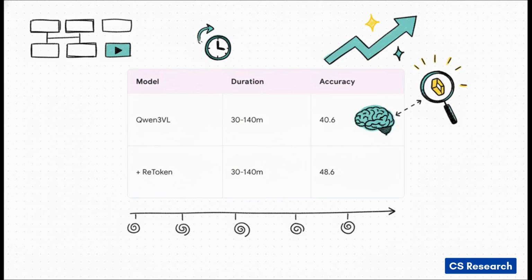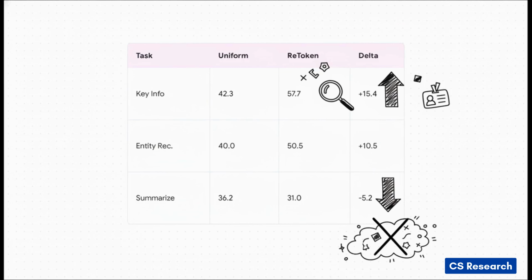Now, to remain completely impartial here, we definitely have to understand the model's limitations. If we check the rightmost column for the performance delta, we see that ReToken absolutely excels at finding localized, nameable evidence. Key information retrieval is up by a massive 15.4 points, and entity recognition is up by 10.5. However, it naturally struggles when evidence is dispersed across the entire duration of the video. For summarization tasks, performance actually dropped by 5.2 points compared to the baseline. So the takeaway is that it is a highly precise retrieval tool, it's not a broad summarizer.